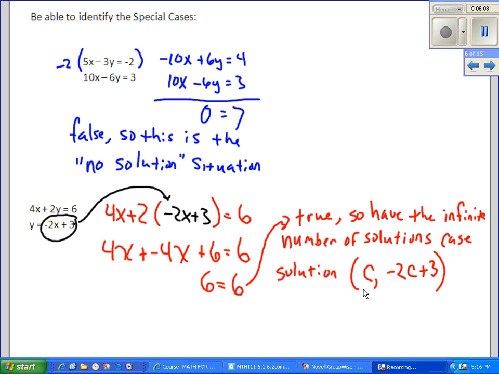And so to describe the solution set, we can say let x be an arbitrary constant c, and then the y coordinate would be -2c plus 3, that is, -2x plus 3.